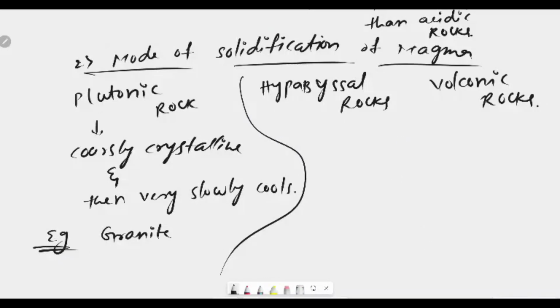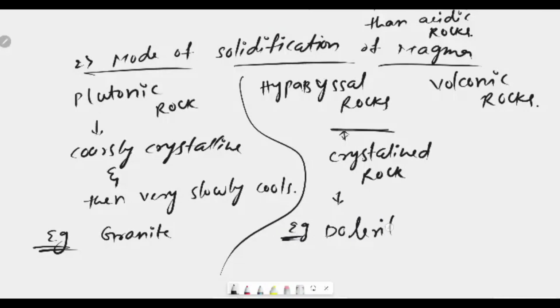Next, hypabyssal rocks are rocks formed below the earth's surface at a short distance. When forming, the magma solidifies in the form of thin sheet-like structures in the earth's crust, and this is also a crystalline rock. An example for the hypabyssal rock is dolerite.